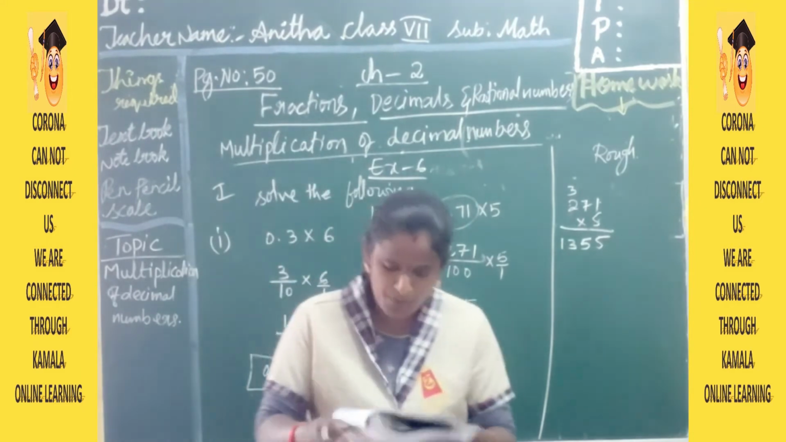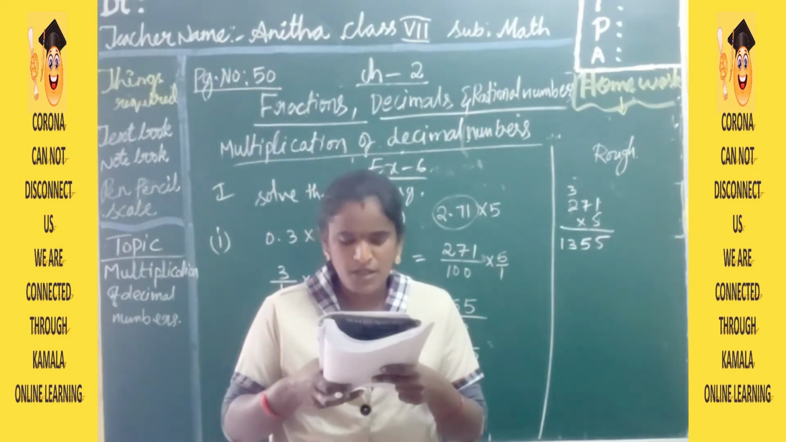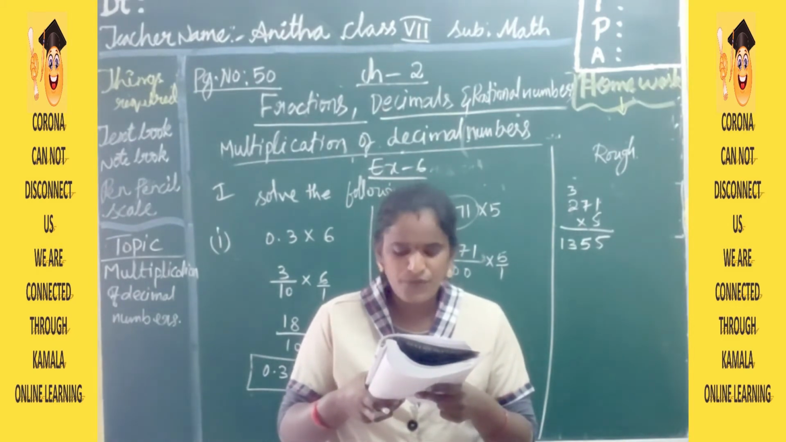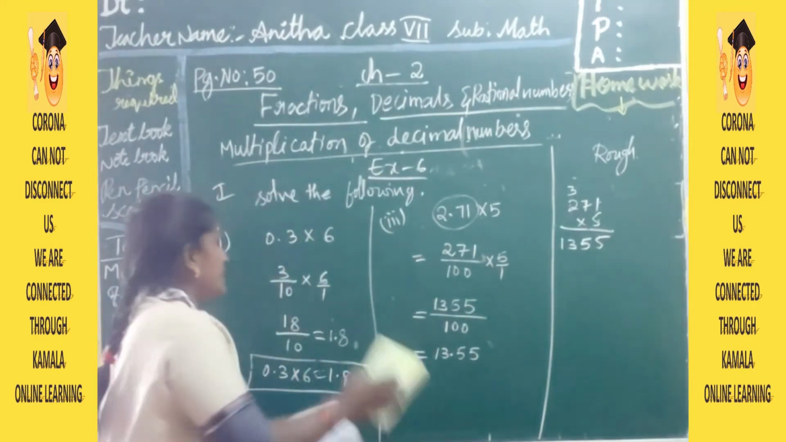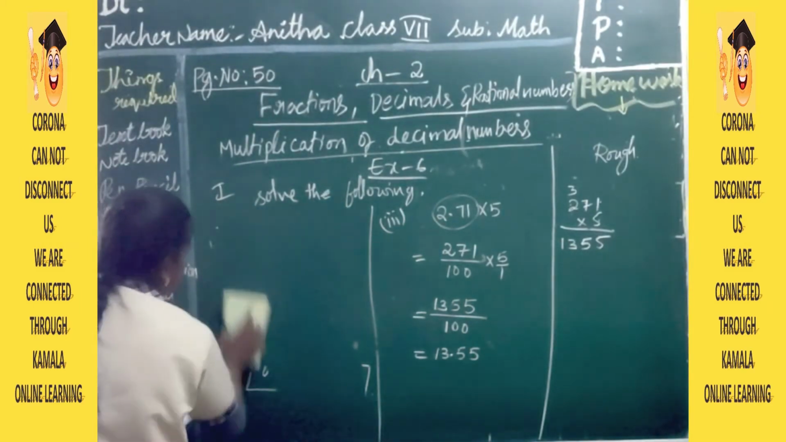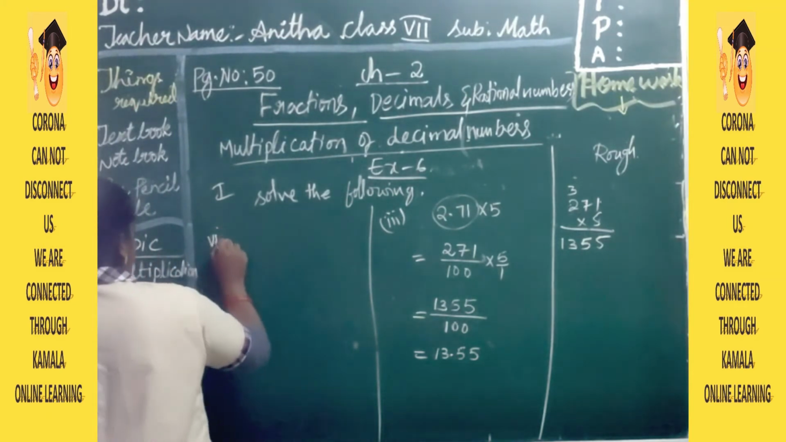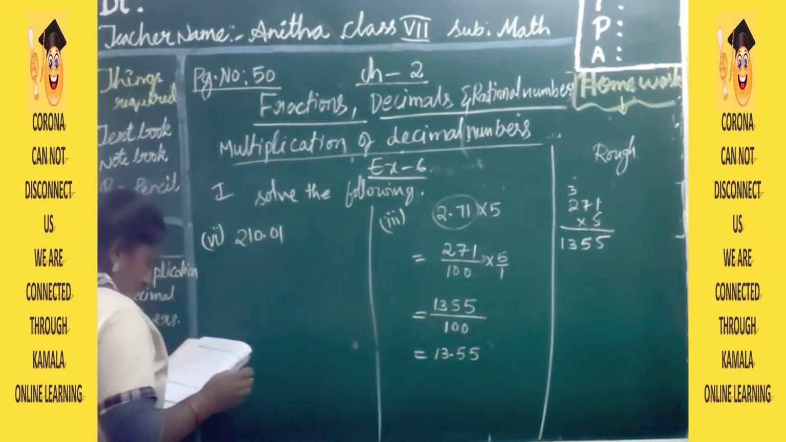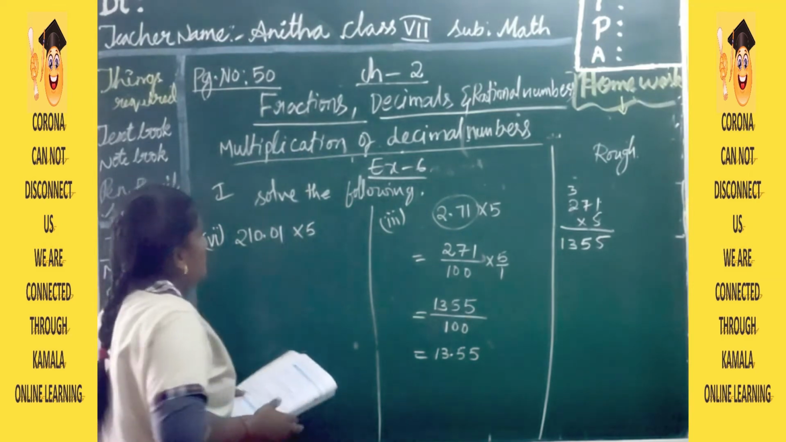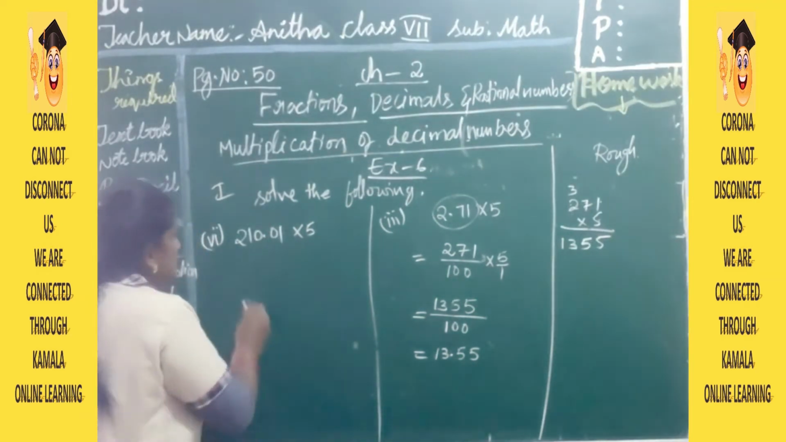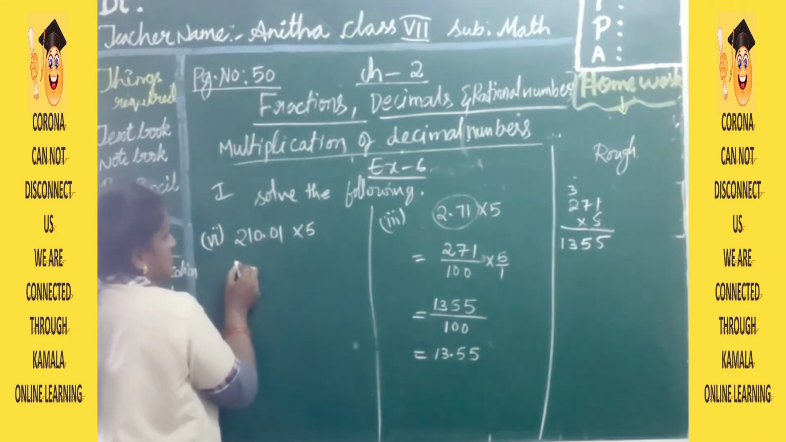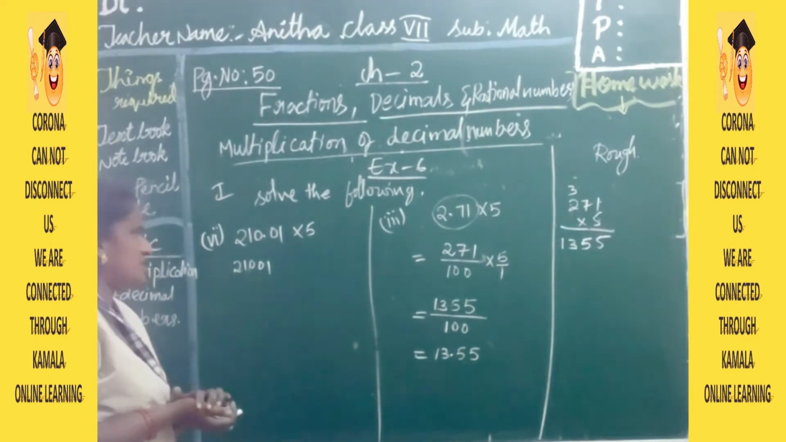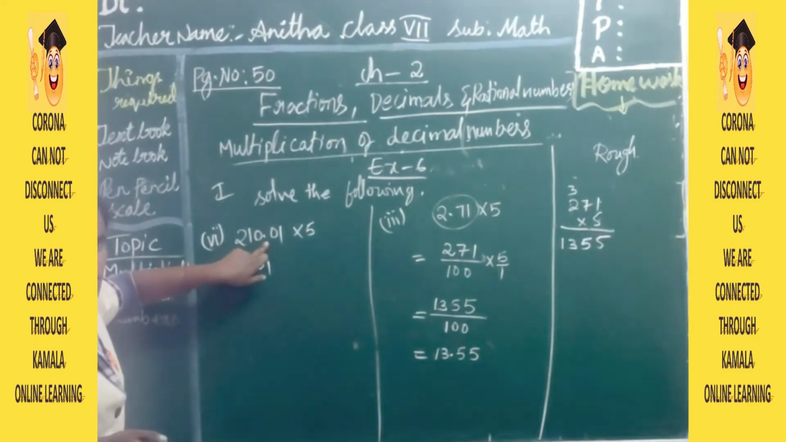Now coming to the next problem, you have to observe in your textbook, everyone. The sixth one, children. Some complication is there in the sixth one. You have to observe carefully. 210.01 into 5. 210.01 can be written as 21,001. We are removing the point first of all. So how will we remove the point?